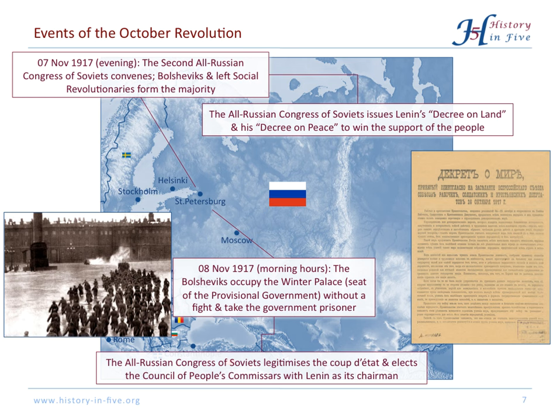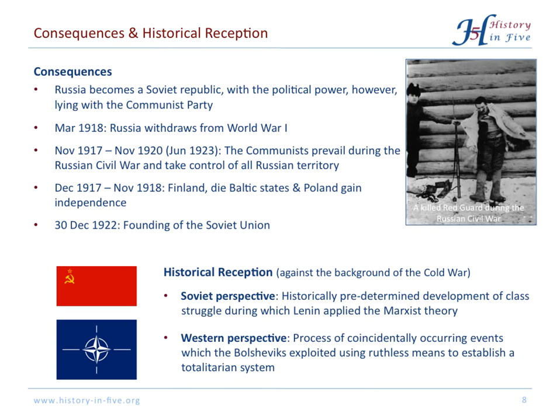In the evening, the All-Russian Congress of Soviets legitimized the coup d'etat and elected the Council of People's Commissars, that was the new government, and Lenin was its chairman. Russia now became a Soviet republic, but the political power was not with the Soviets, but with the Communist Party.